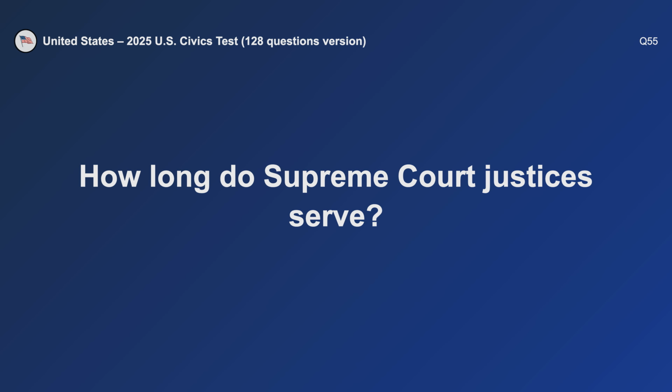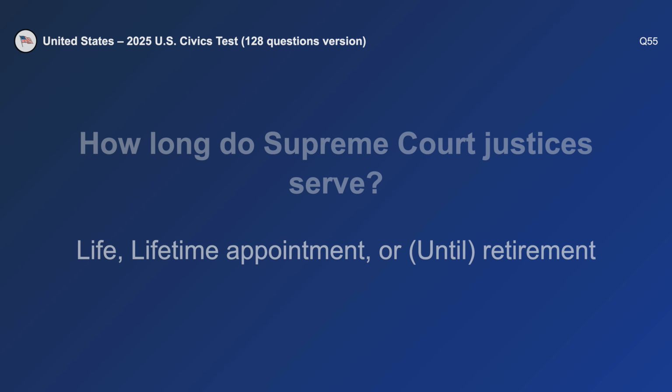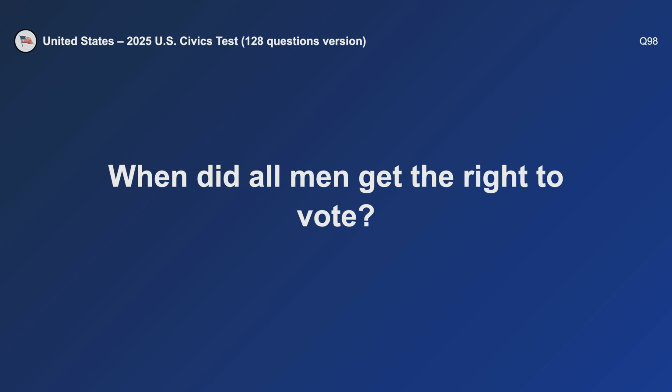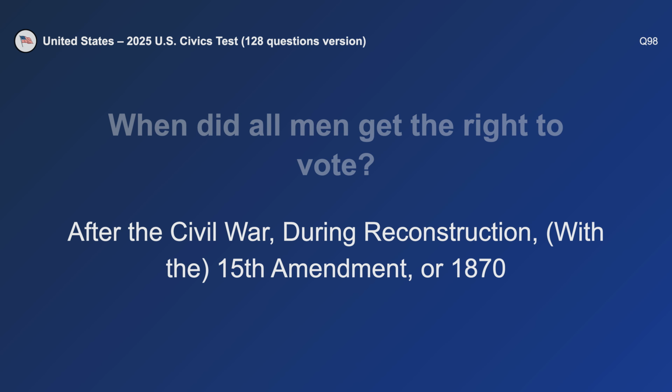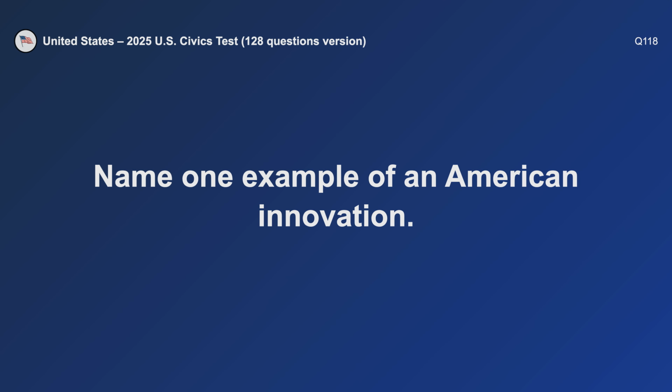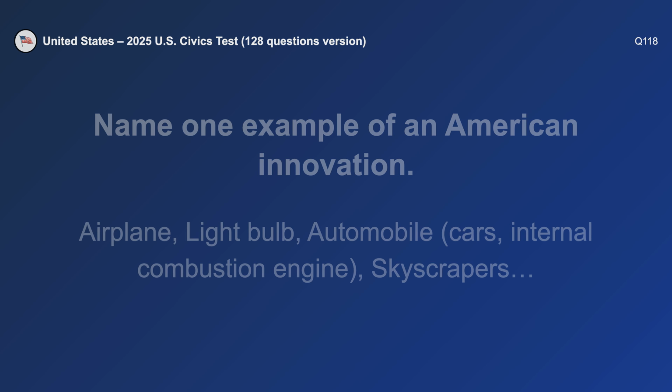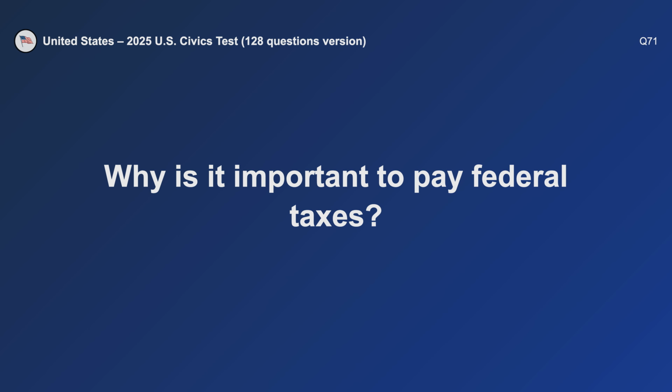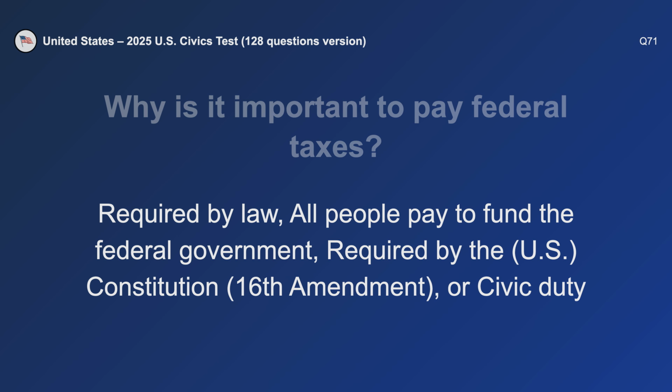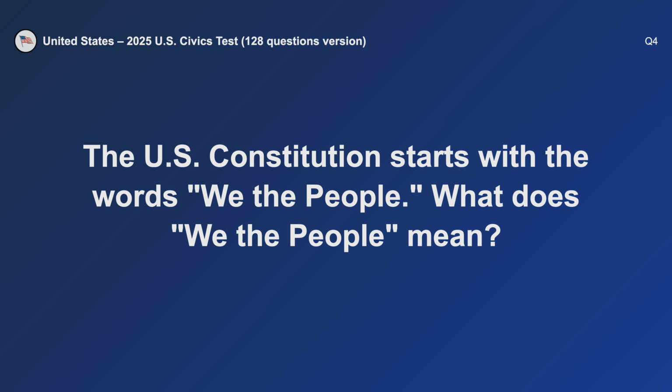How long do Supreme Court justices serve? Life. When did all men get the right to vote? After the Civil War. Name one example of an American innovation. Airplane. Why is it important to pay federal taxes? Required by law.